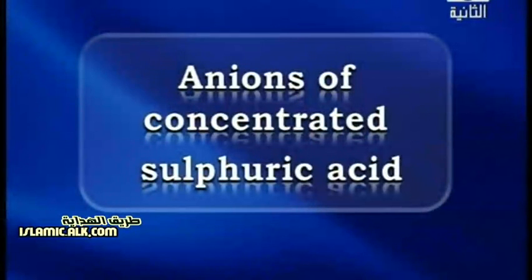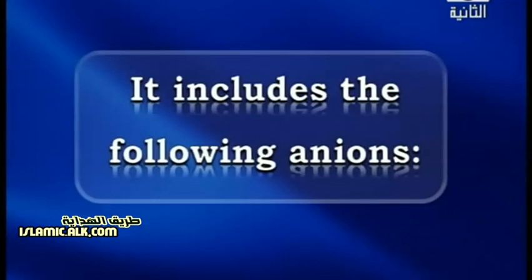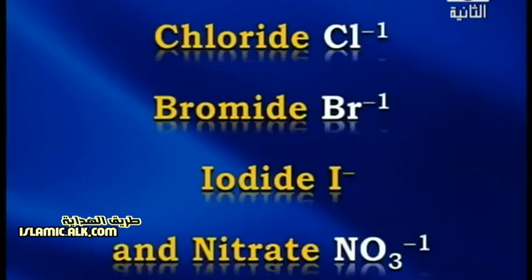My dear students, today we are going to discuss the anions of concentrated sulfuric acid. It includes the following anions. Chloride ion has chemical symbol Cl-1. Bromide ion has chemical symbol Br-1. Iodide ion, I-1. And nitrate radical, NO3-1.